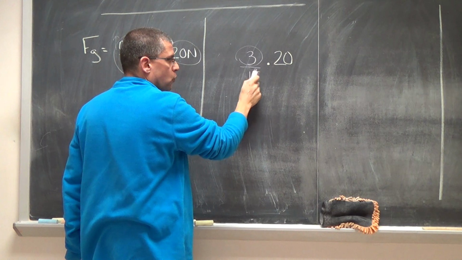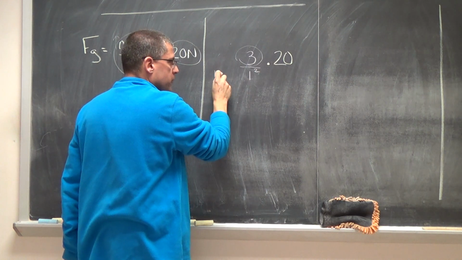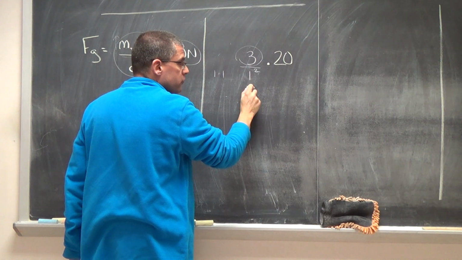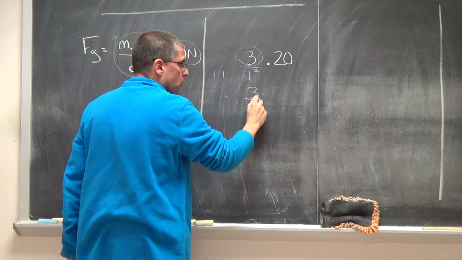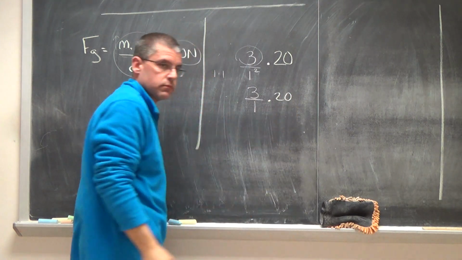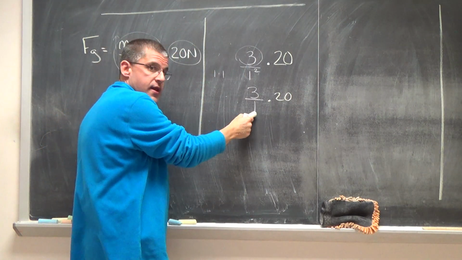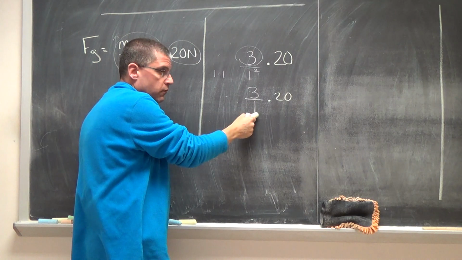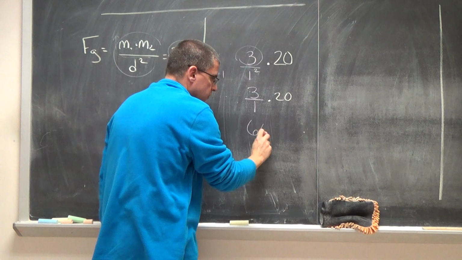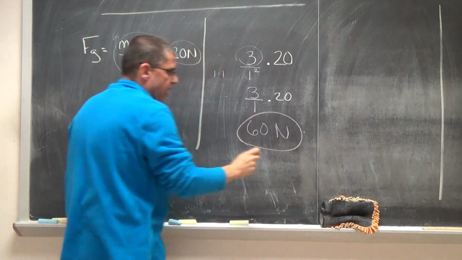Exponent. What's 1 squared? 1 squared is the same as 1 times 1. So now I'm going to get rid of the exponent. Order of operations, hello, 3 over 1 times the original value of 20. Okay, you know 3 over 1 now is 3, right? Times 20. Our new value is 60 newtons as our new gravity.